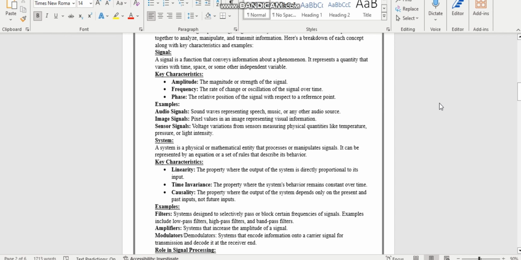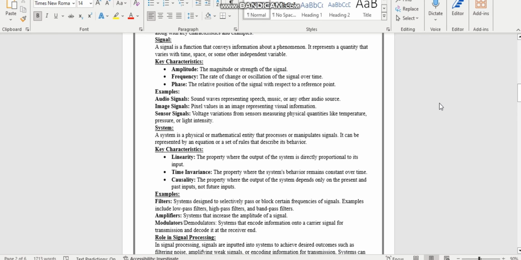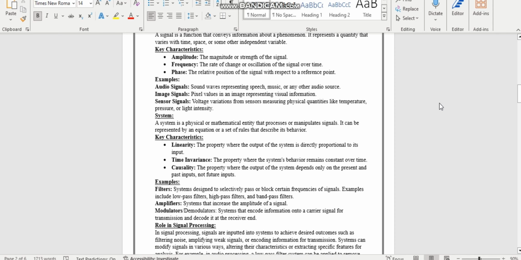System. A system is a physical or mathematical entity that processes or manipulates signals. It can be represented by an equation or a set of rules that describe its behavior. Key characteristics. Linearity, the property where the output of the system is directly proportional to its input. Time invariance, the property where the system's behavior remains constant over time. Causality, the property where the output of the system depends only on the present and past inputs, not future inputs.